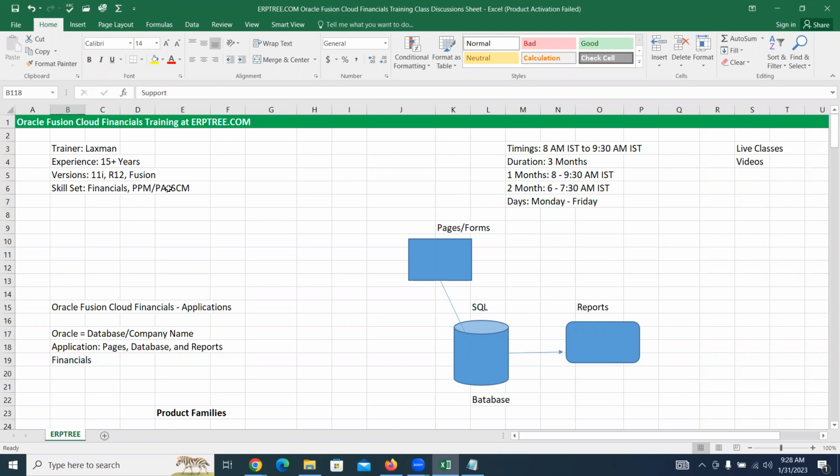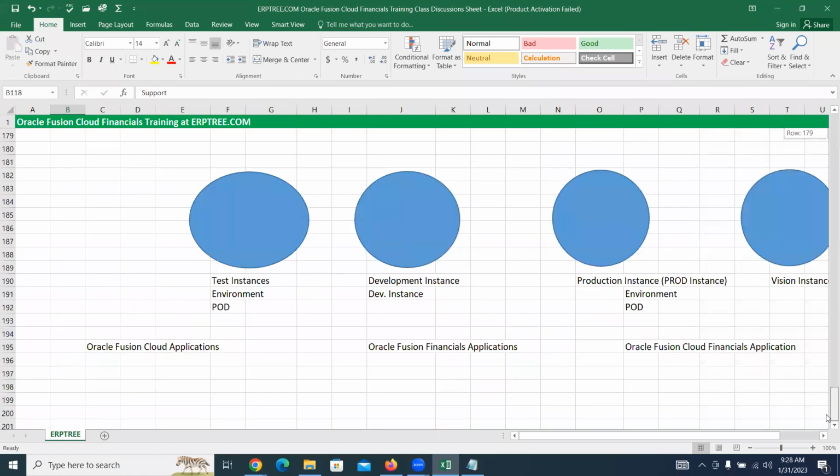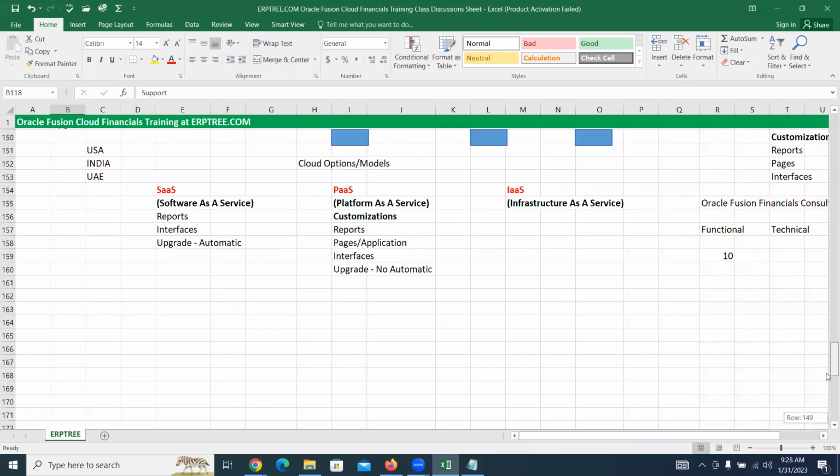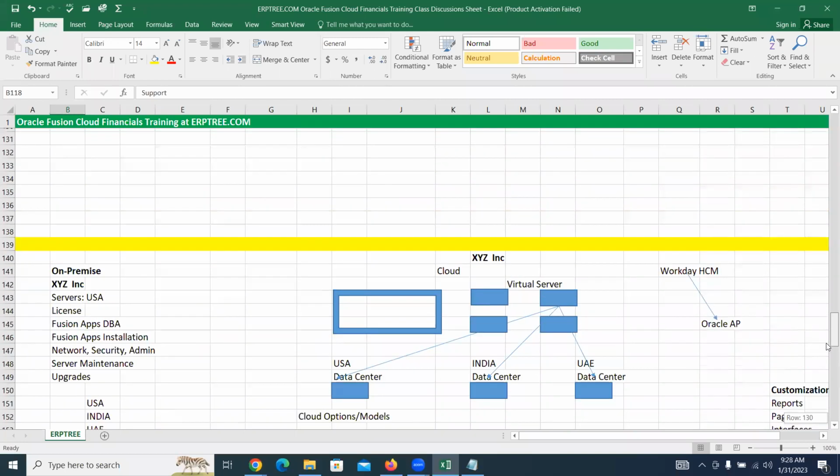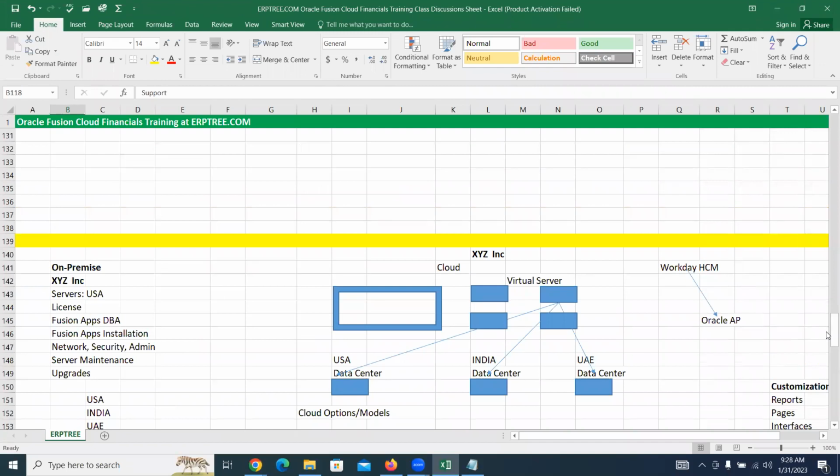Yes, sir, I have a question regarding the interfaces. Please go ahead. You said we can connect to third-party applications, right? Like Workday or Salesforce. Is it in the scope of a functional consultant's job? That should be done by a technical consultant. That is not our job. It's not in our scope.